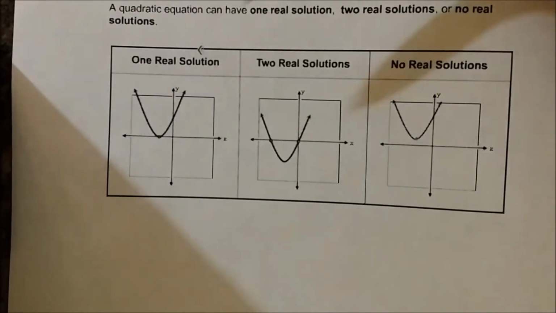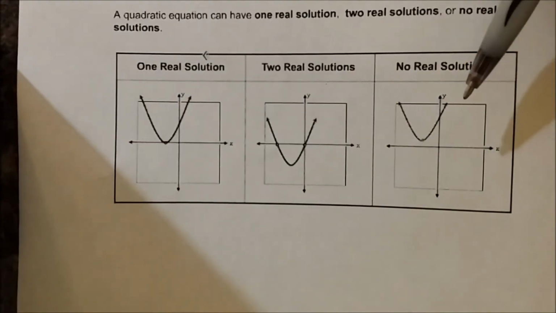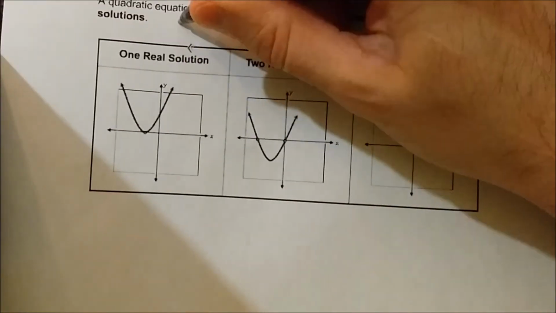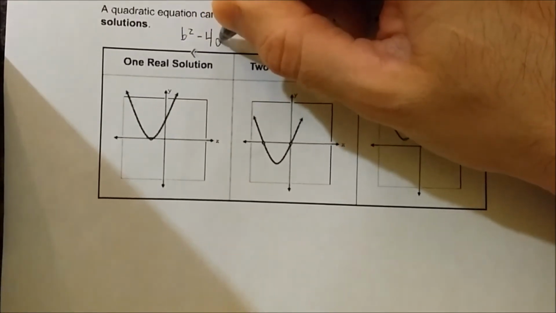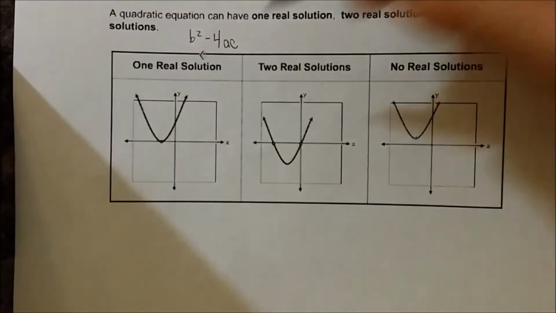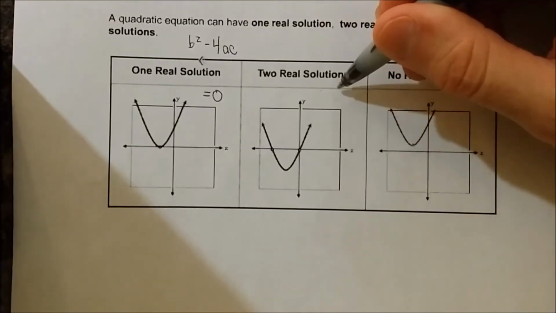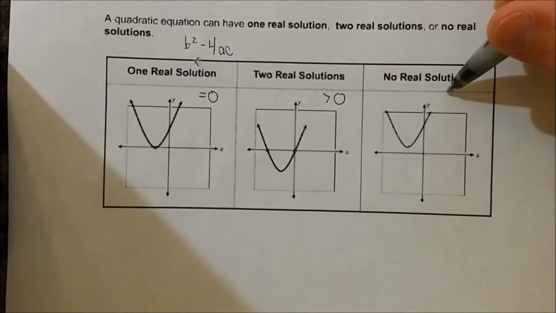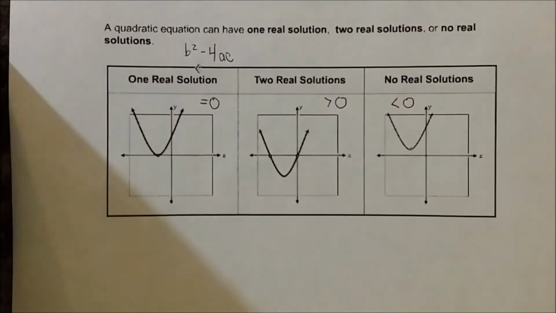Flipping the page over, we kind of know from when we did the discriminant that there's basically three things that can happen. You can have one real solution, two real solutions, or no solutions. Remember that the discriminant is the formula b squared minus 4ac. If there's one solution, then the discriminant equals 0. If there's two solutions, then the discriminant is greater than 0, and for no solutions, really sad, the discriminant is less than 0.